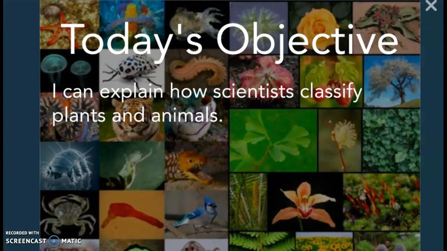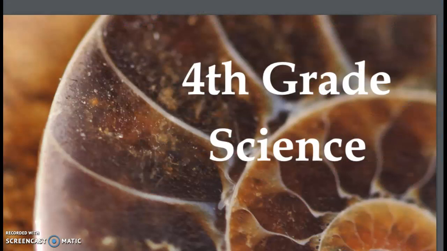Hello, fourth grade scientists. Today's objective is I can explain how scientists classify plants and animals. Today we're going to be using your fourth grade science spiral notebooks. If you don't have one, feel free to follow along with the video, but if you do have one, feel free to use your spiral notebook to follow along in.